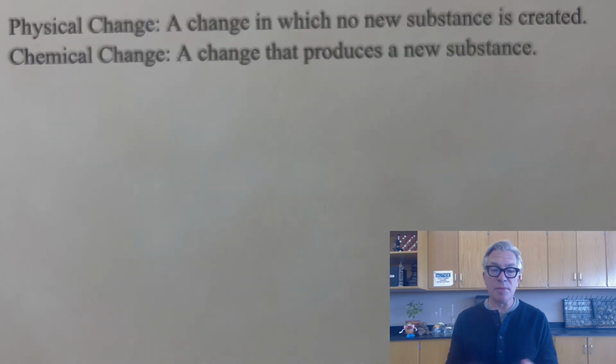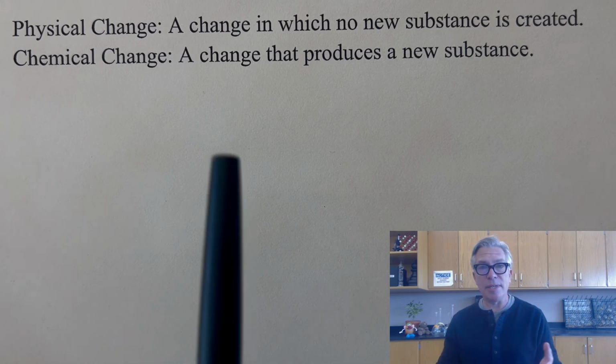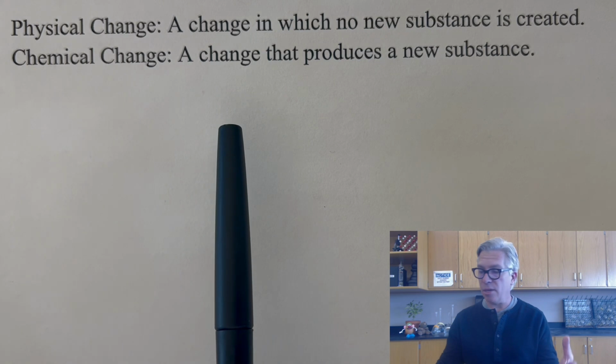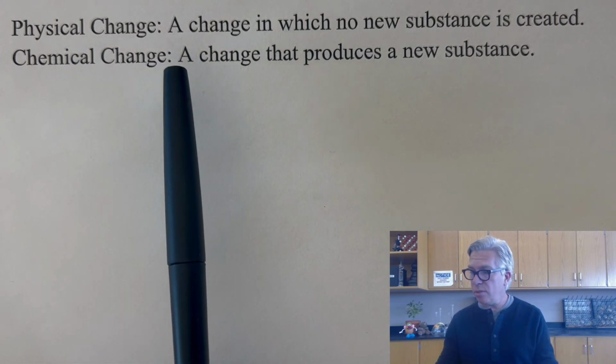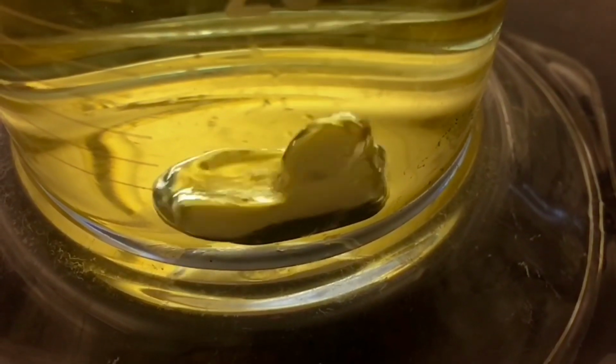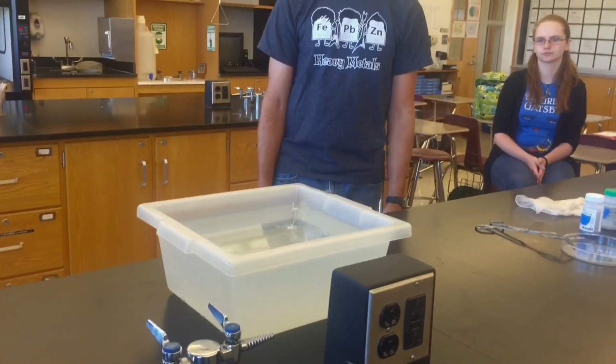So what is the difference between a physical change and a chemical change? Really, there is one really big difference in the definitions, and here they are. A physical change is a change in which no new substance is created. There are changes that happen, and sometimes they look like things are changing and making something new. But if you're seeing a change where nothing new is being made, no new molecules, no new chemicals, then that is a physical change. A chemical change is a change that actually produces a new substance that wasn't there before.